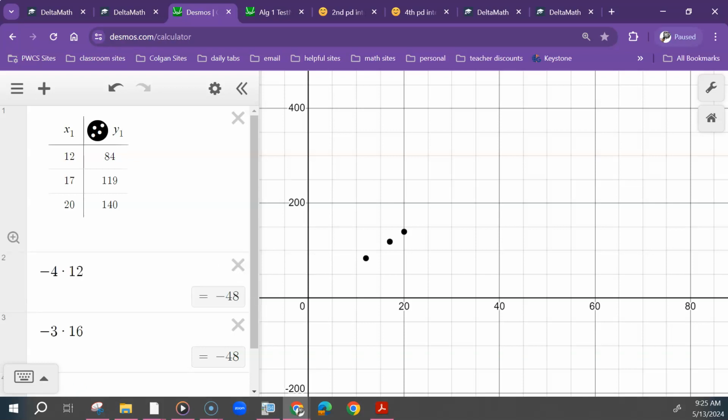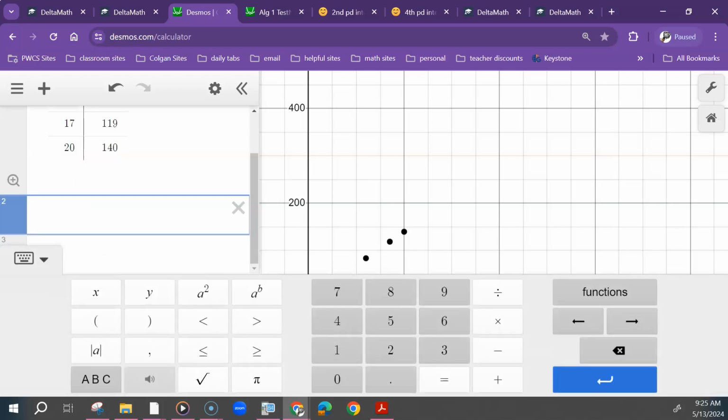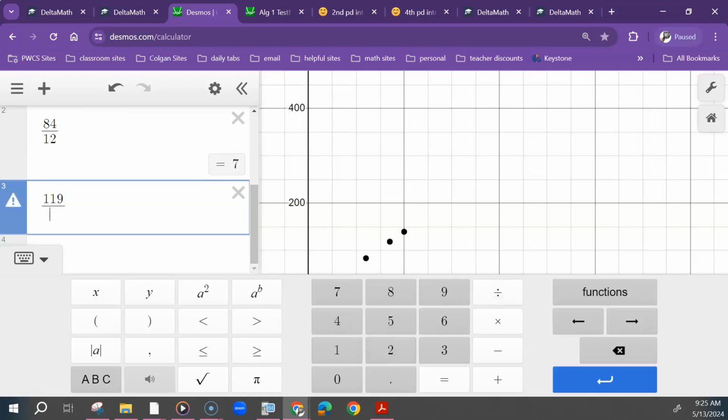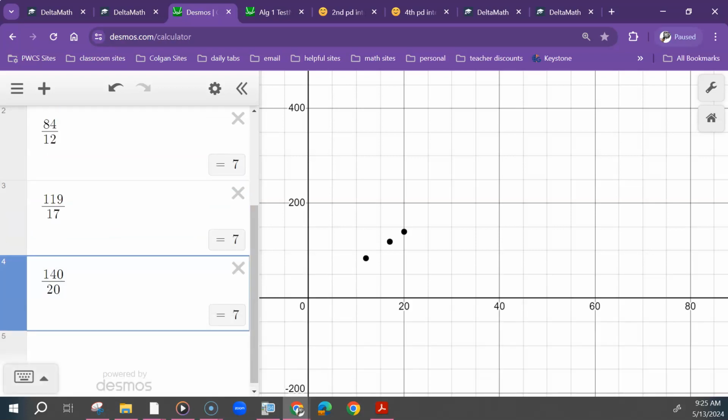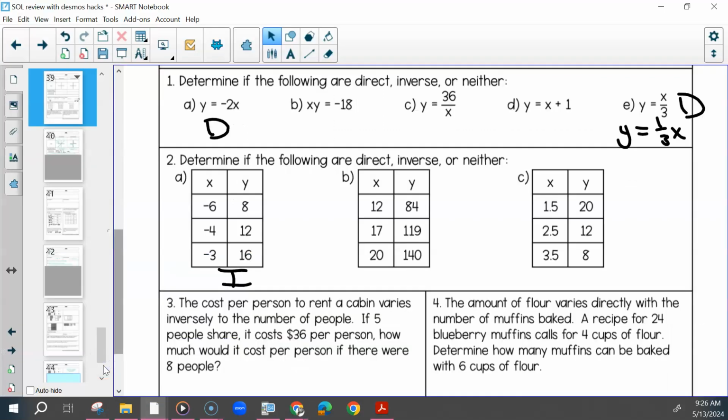Or I could just divide them. And if each one is the same, then I know that's right. So 84 over 12, 119 over 17, and 140 over 20. And they are the same, so that would be direct. And then if you get a case where it's not the same for either, then it's neither. Other questions?